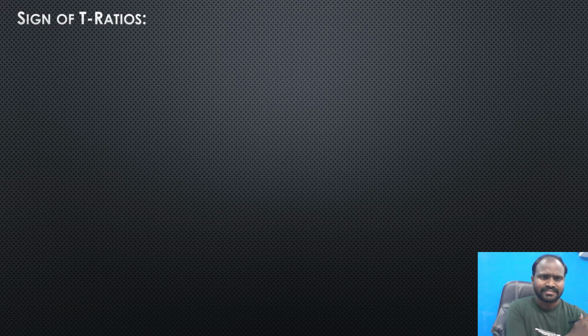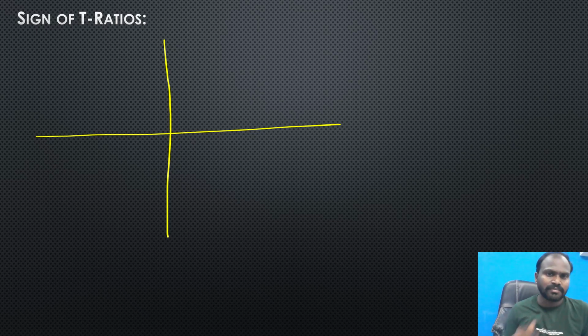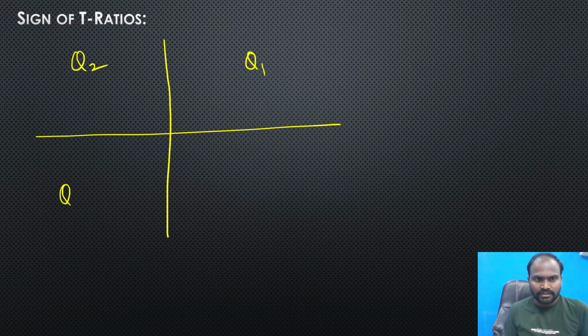Next, sign of trigonometric ratios. So let us discuss the sign of trigonometric ratios. What I am doing is taking a coordinate system, of course, which will divide the entire plane into 4 equal parts, and each part is called a quadrant. So this is quadrant 1, this is quadrant 2, this is quadrant 3, and this is quadrant 4.